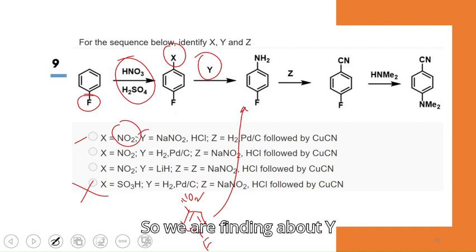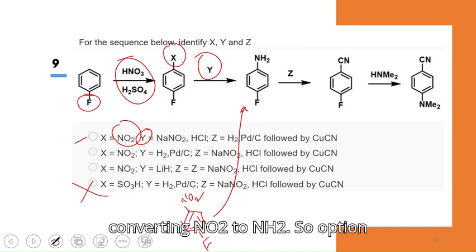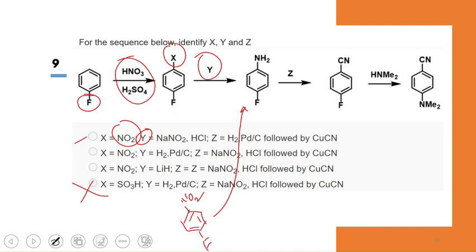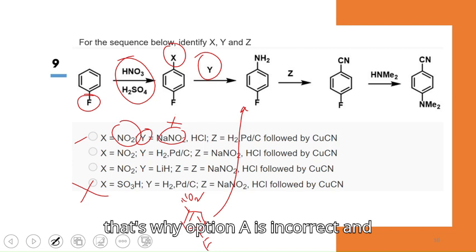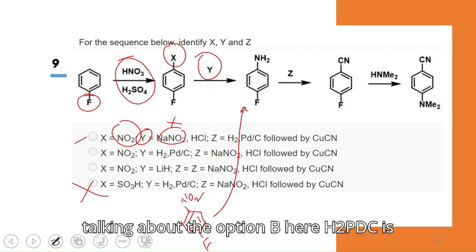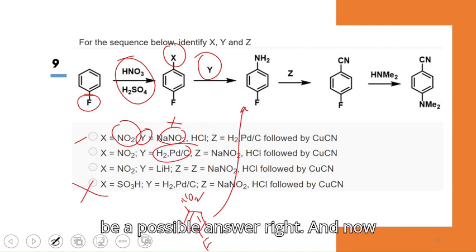So we are finding the Y reagent. Y is a reducing agent here because we are converting NO2 to NH2. So in option A, Y is NaNO2, which is incorrect. It is not a reducing agent. That's why option A is incorrect. And in option B, H2/Pd-C is there, which is a reducing agent. So it can be a possible answer.